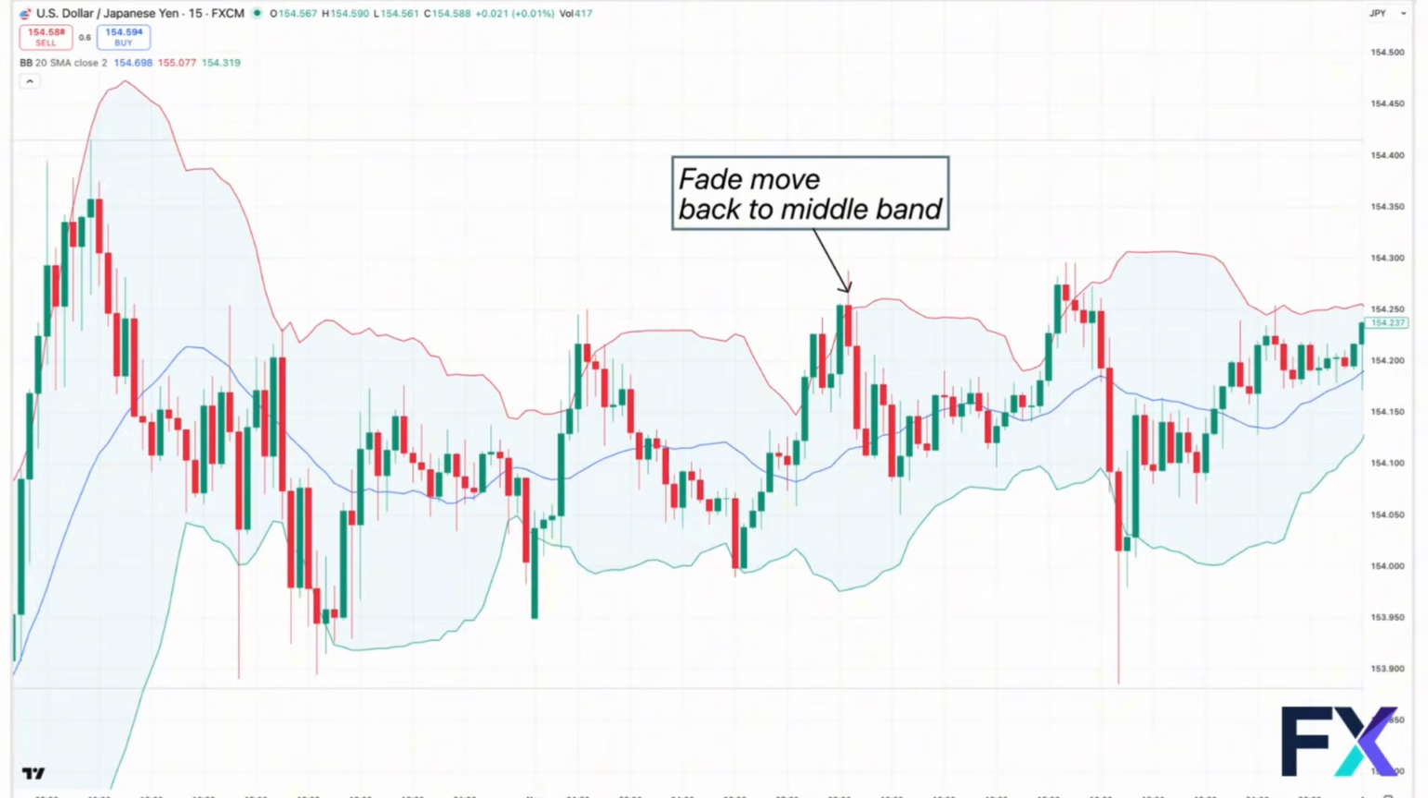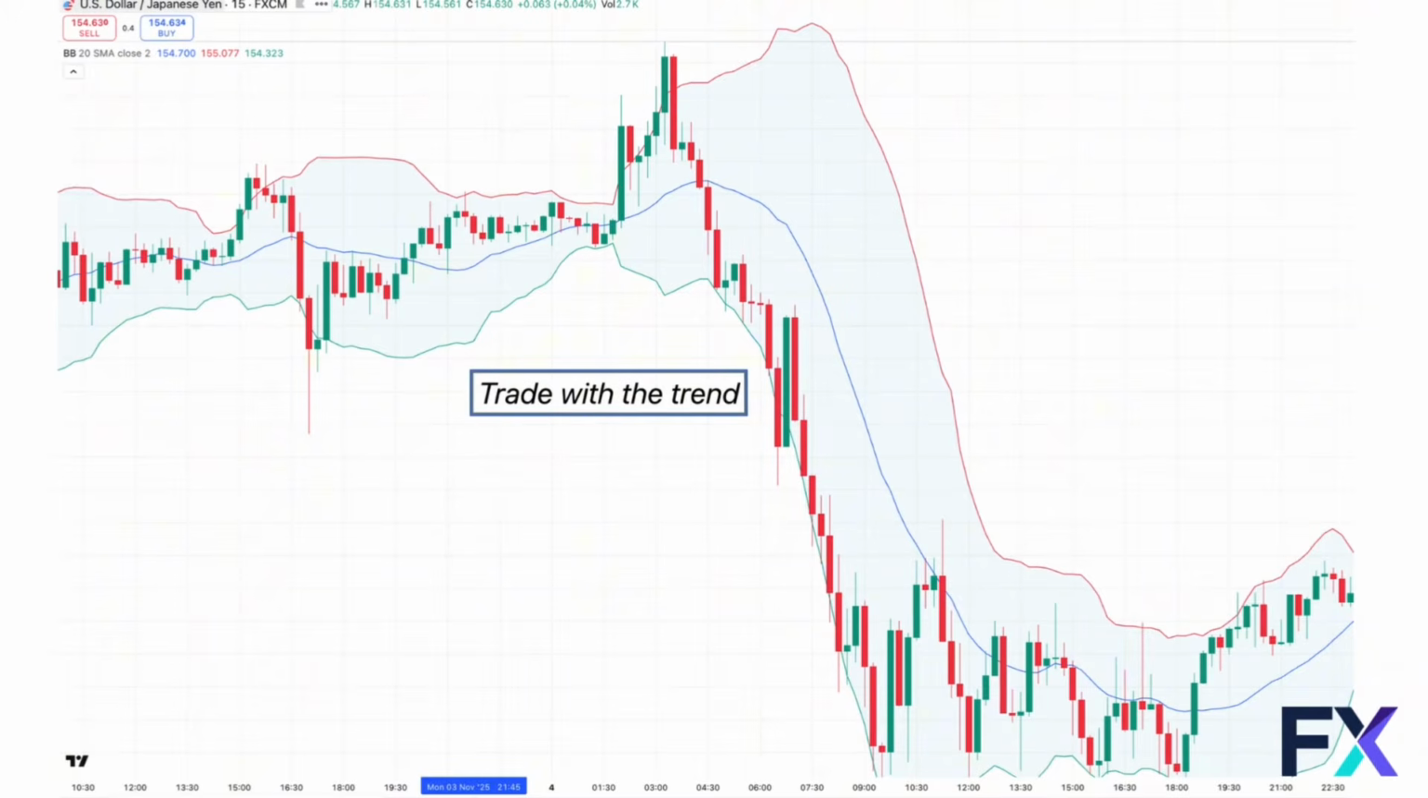Firstly, you've got to decide on your entry. So if you've seen a range, for example, your bias would probably be towards fading stretches back to the middle band. In other words, once it hits the outer band and you've seen a mean reversion play, say over the last day, then you'll probably fade back towards the middle band. If you're getting a trend or a fresh expansion, then your bias will probably be towards going with the trend.